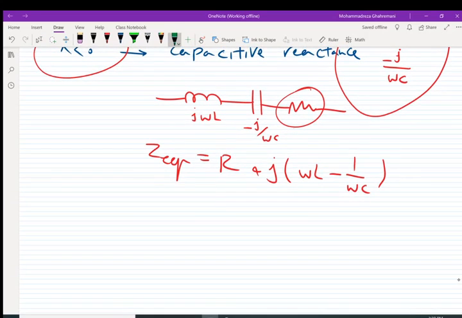But if we have only one of them, so if we have only an inductor, of course the reactance is positive. If we have only a capacitor, the reactance is negative. Okay, but when we have both of them, we calculate this value, and whichever is greater, the sign will be determined based on the values of the capacitor and inductor.